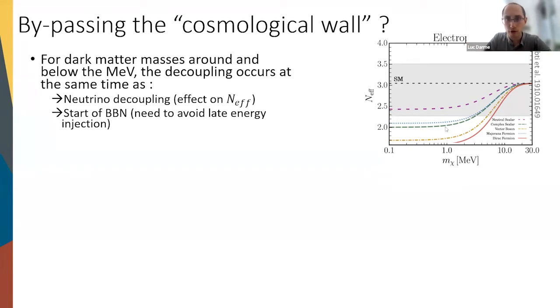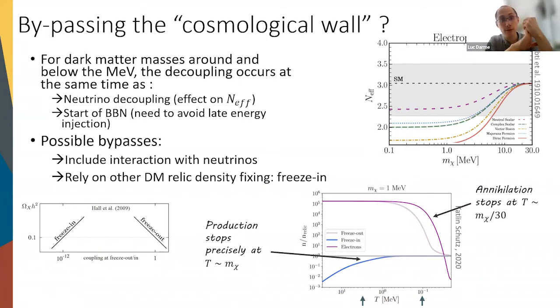From the pheno perspective, this N effective just comes from the Planck measurement, and so it's a constraint. And you see that if you have something which is electrophilic, you can hardly have a Dirac fermion, for instance, below, let's say, 8 MeV or something. And of course, it's a bit better if you have some scalars around. So how can we bypass that? The first bypass, which is a bit hard, is to assume that you will have some interaction with neutrinos, so that when the dark matter annihilates, it will inject entropy both into the standard model bath and into the neutrino bath at the same time, so that it would compensate out.